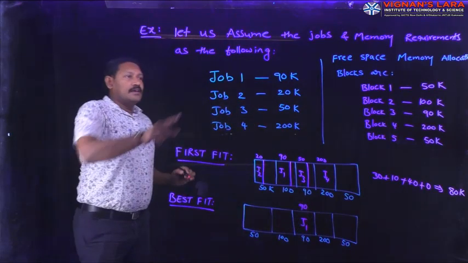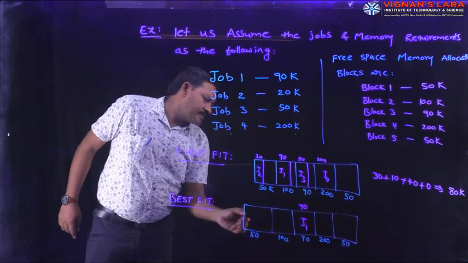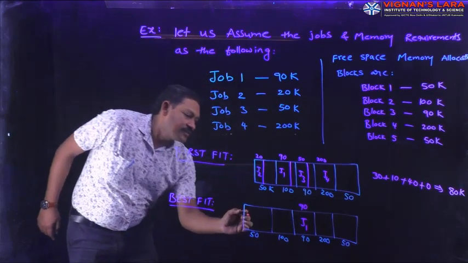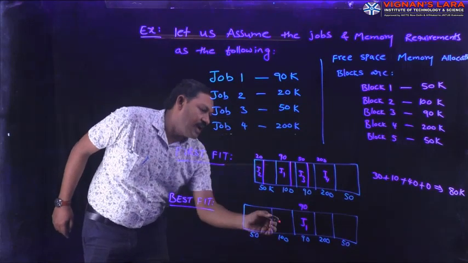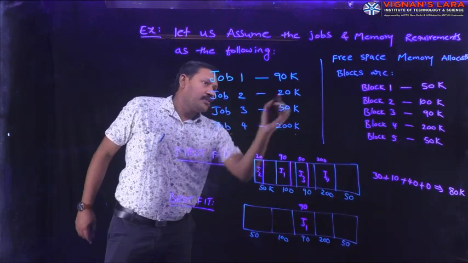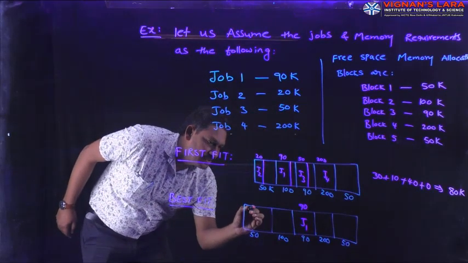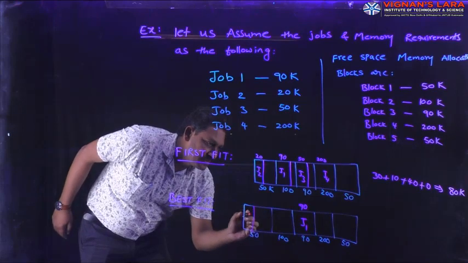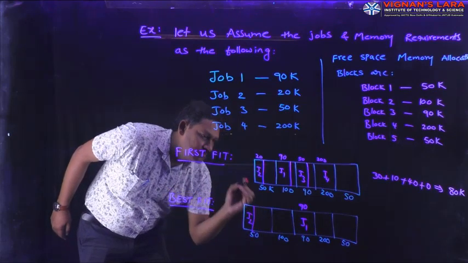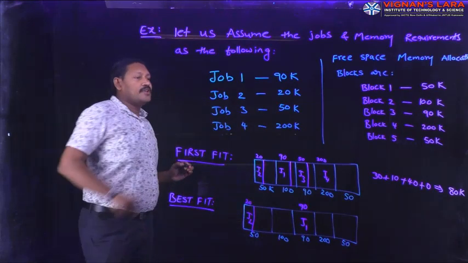Okay. Next, job 2. Job 2 requires 20k. So out of these, only this 50k is closer to 20k. See, 100 is very far, 200 is so far, 50, 50. So this 20k is closer to 50k. So here we will place J2. Here utilized 20.